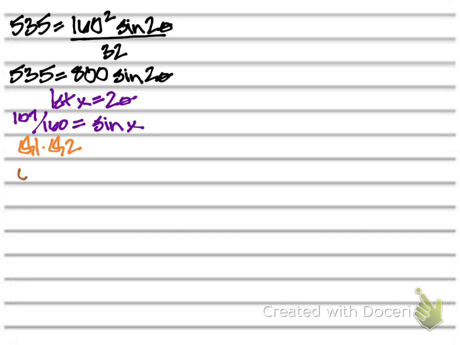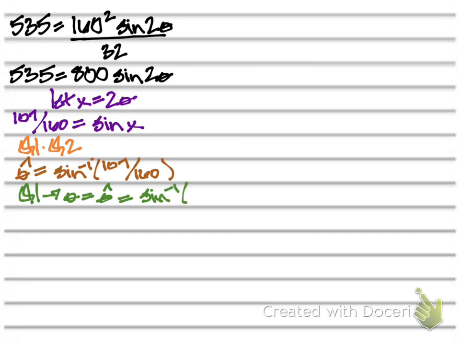And our theta hat is the inverse sine of 107 over 160. So that's what we would put in the calculator and store, right? And nicely, in quadrant 1, theta equals theta hat. So theta is the inverse sine of 107 over 160. Maybe we should have called it x and x hat since we're not using a theta, but you know what I mean, right?